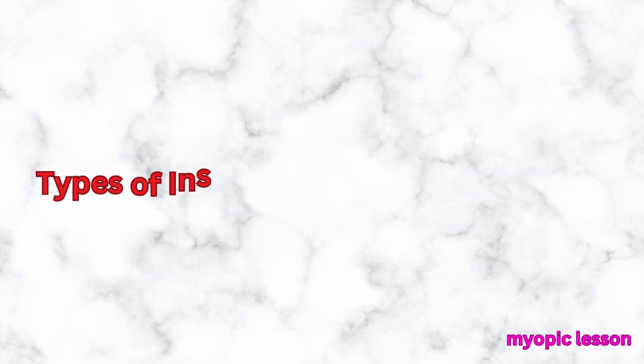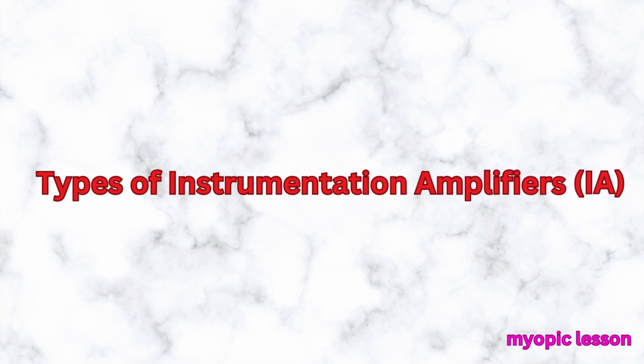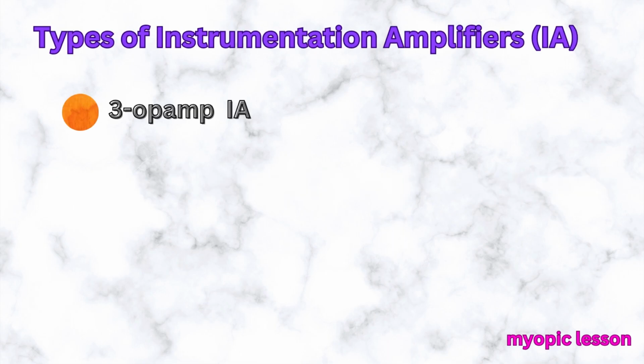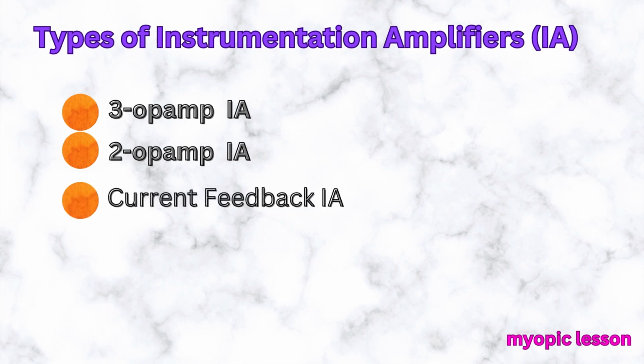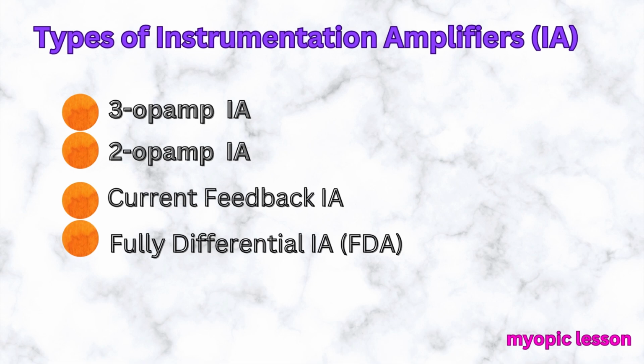Various types of instrumentation amplifier are available in the field of engineering. They can be a 3 op-amp instrumentation amplifier, a 2 op-amp instrumentation amplifier, a current feedback instrumentation amplifier, a fully differential instrumentation amplifier, or a high-speed instrumentation amplifier.